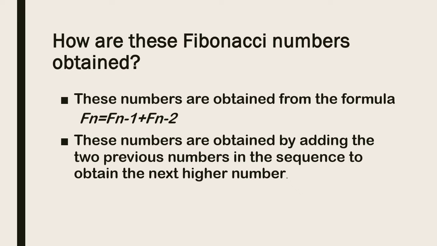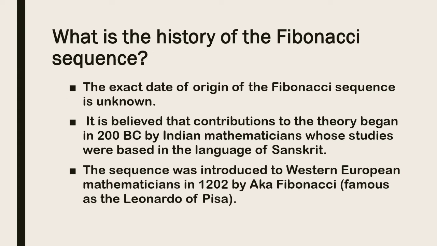Mao ni ang gibuhat sa Fibonacci number, magsugod siya sa 0 plus 1 equals 1, 1 plus 1 equals 2, 2 plus 1 equals 3, 2 plus 3 equals 5, 3 plus 5 equals 8, so on. So kung ipadayon nato nga pattern, makahimo ta og Fibonacci series.